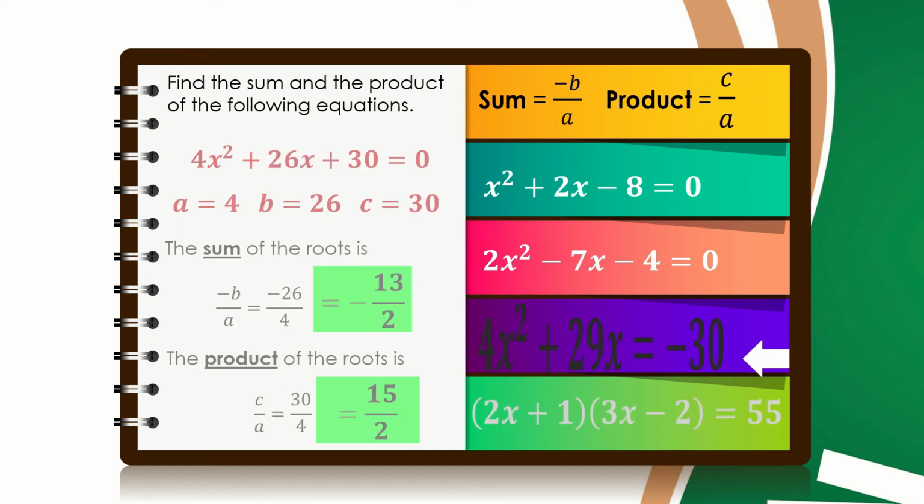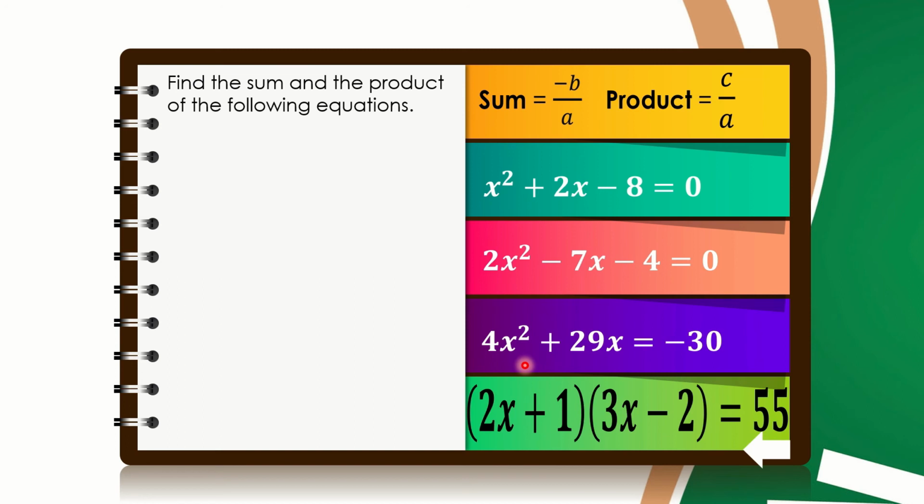So let us have our last example. Quantity 2x plus 1 times quantity 3x minus 2 is equal to 55. So from here, we need to rewrite this first into standard form. So using the FOIL method and addition property of equality, the standard form will be 6x squared minus x minus 57 is equal to 0. Now, find the values of a, b, and c. We have positive 6, negative 1, and negative 57.